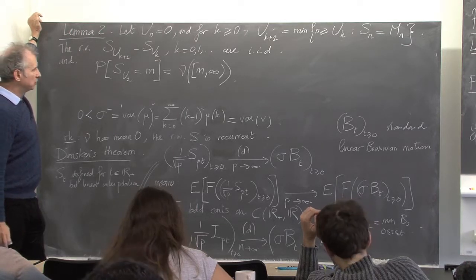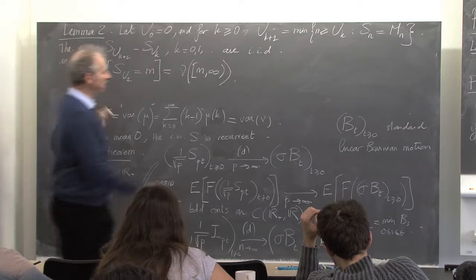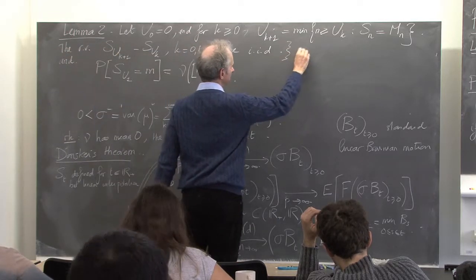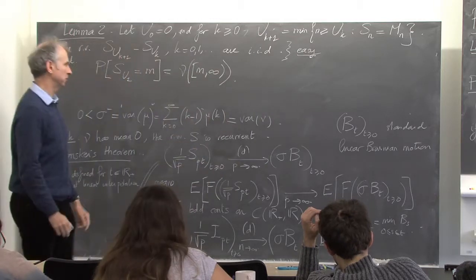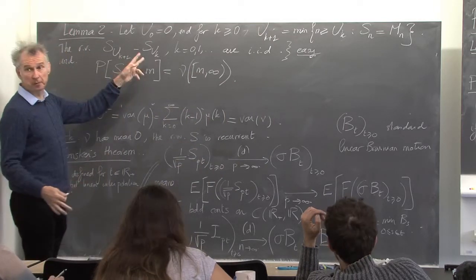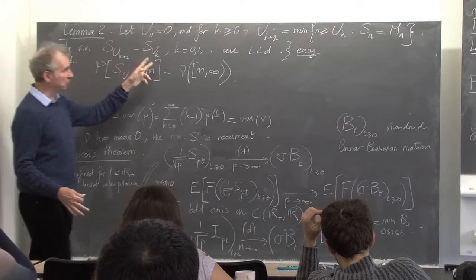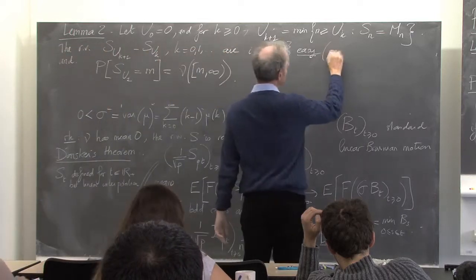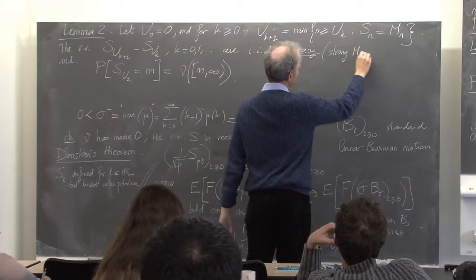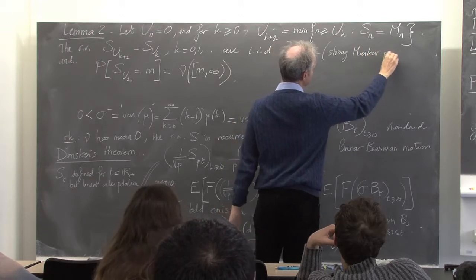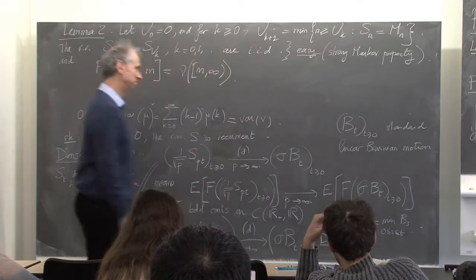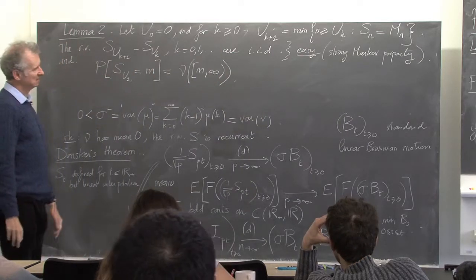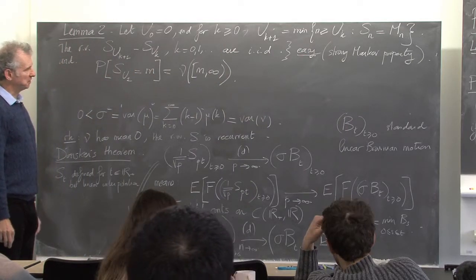So there are two parts in the lemma. This one is very easy if you know a little bit of Markov chains, because it's just the strong Markov property for the random walk. So maybe I don't do that because it would take too much time. But it's really very easy. If you don't see it at all, you come and see me.